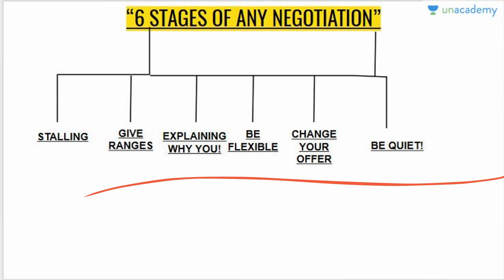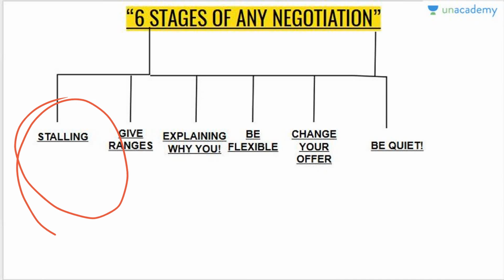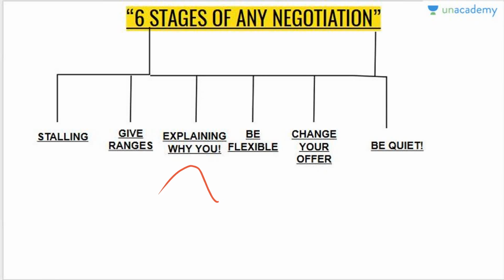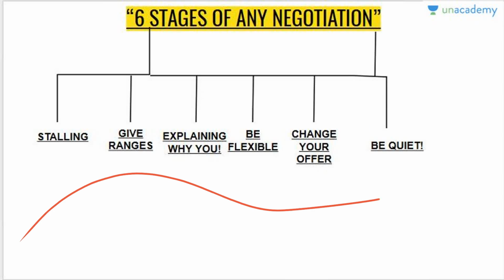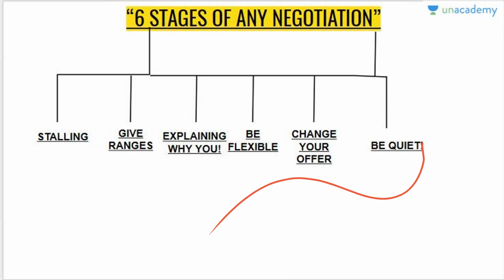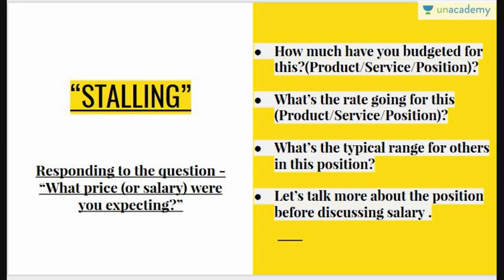The moment we're going to discuss phrases, we're going to learn what these phrases are all about. Give ranges, explaining why you, this is I think clear. Be flexible, change your offer, be quiet. Now I have just given them some unique kind of names so that it becomes easy for you to learn these phrases. And also we're going to learn what expressions to avoid, right?